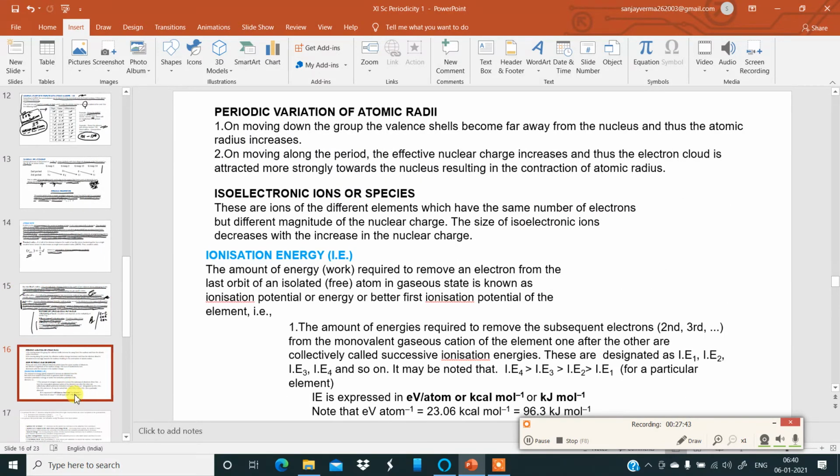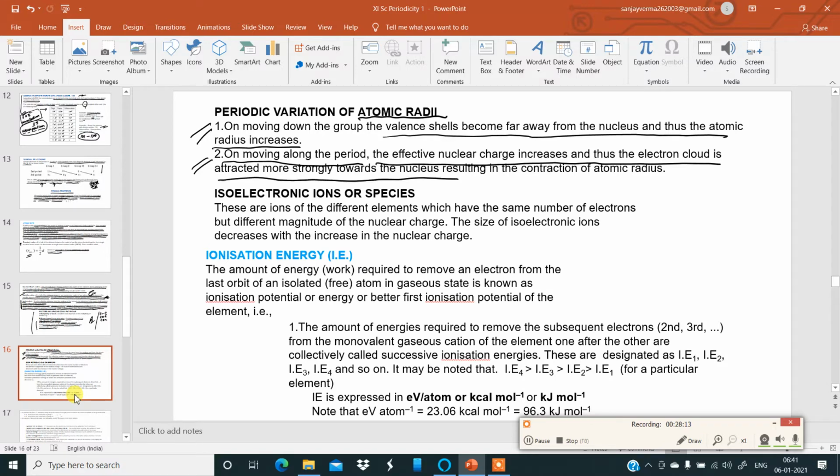Then, my dear students, coming to the main topic over here, periodic variation of all these properties. The first one is atomic radii. On moving down the group, the valence shell becomes far away from the nucleus and thus the atomic radius increases. On the other hand, on moving along the period, the effective nuclear charge increases and thus the electron cloud is attracted more strongly toward the nucleus, resulting in the contraction of the atomic radius.